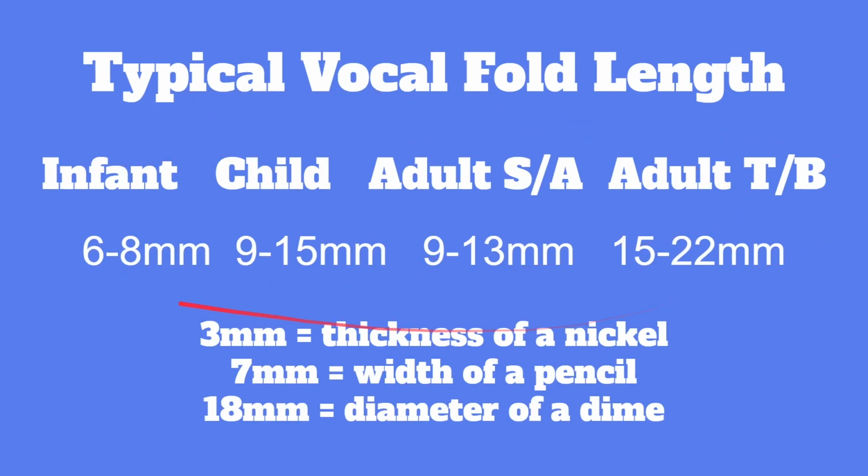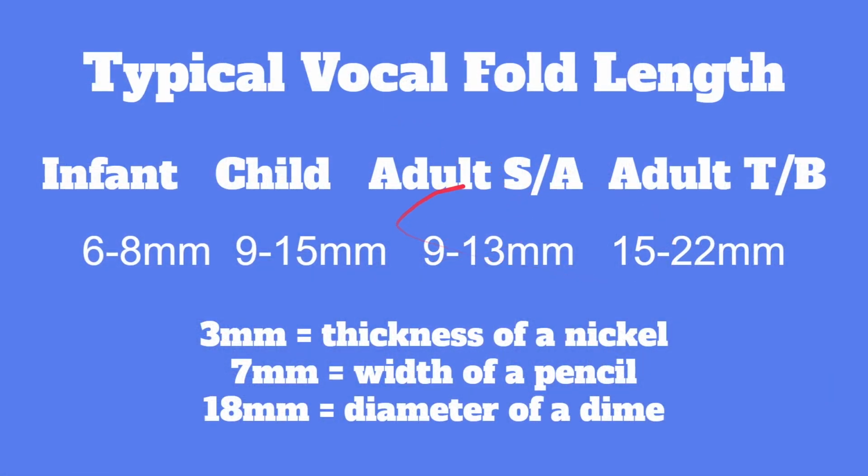And here are the average measurements for typical vocal fold length. Okay, we've got an infant, so a little baby, has 6 to 8 millimeters. A child, 9 to 15. An adult soprano, alto, 9 to 13. So you can see how our longest is a little bit shorter for the adult, because that longer child one probably is going to be an adult tenor or bass. Remember, the longer the vocal fold, the lower the voice. That's why an adult soprano has on average shorter vocal fold length than an adult tenor or bass.